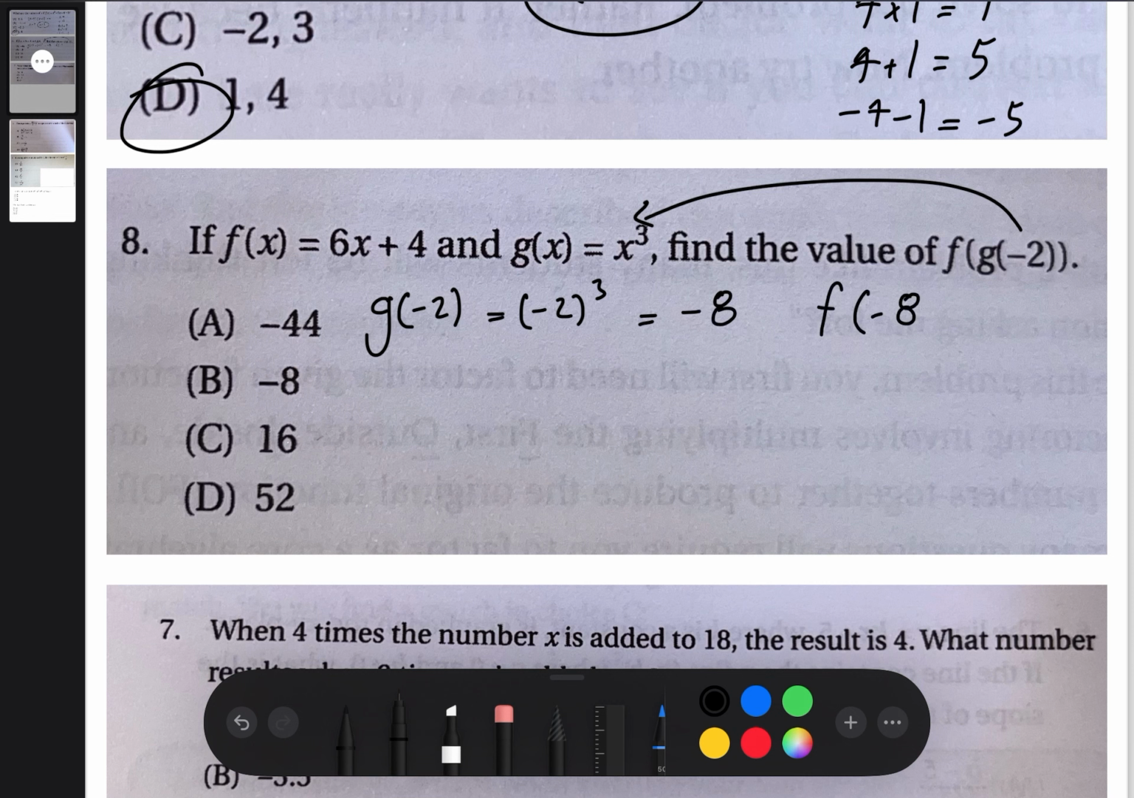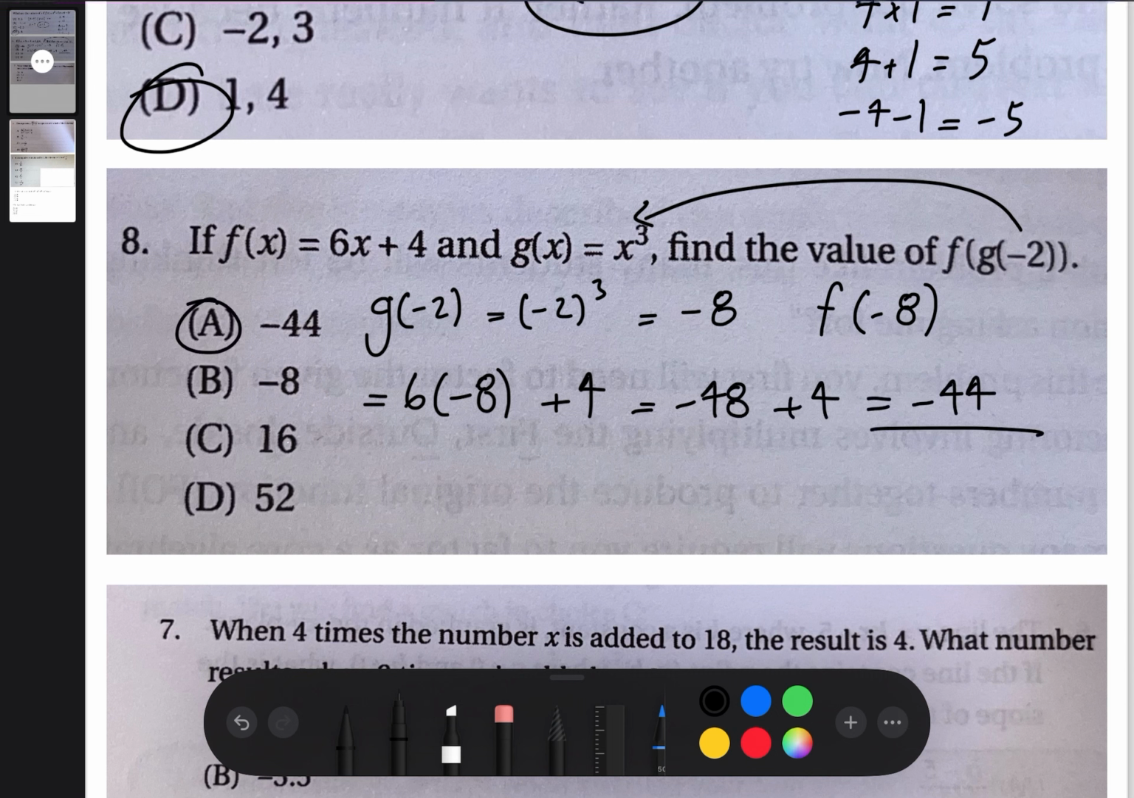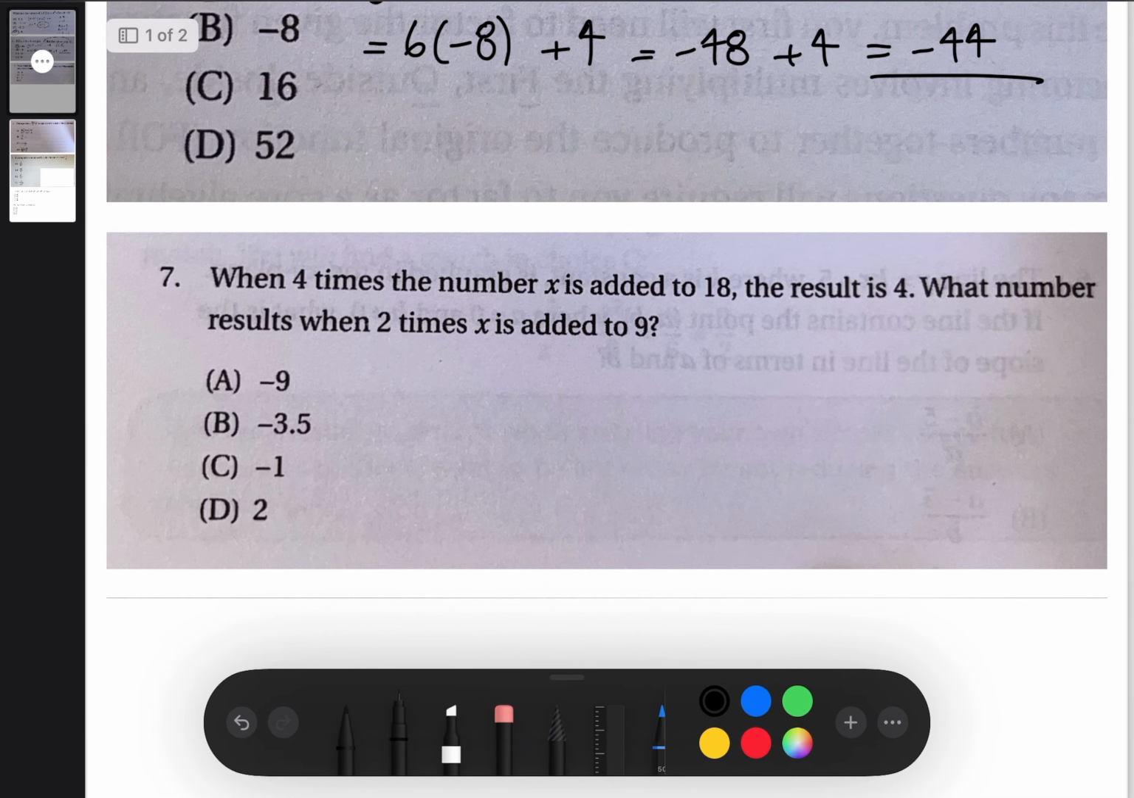So now you have to find f of negative 8. That means you plug in negative 8 inside of f of x. So that's going to give you 6 times negative 8 plus 4. We know that 6 times negative 8 is negative 48, and negative 48 plus 4 is simply negative 44. A is the correct answer.